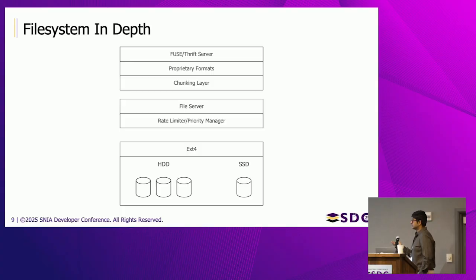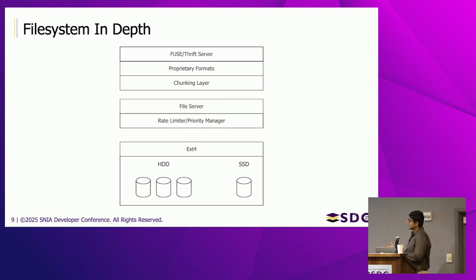So let's look at our file system in depth. I think Abhinav mentioned that we wanted to expose a simple API, a POSIX API, to all our clients so that they can build on top of us without having to worry about the internal implementation. And FUSE allows us to do that with relatively low latency.